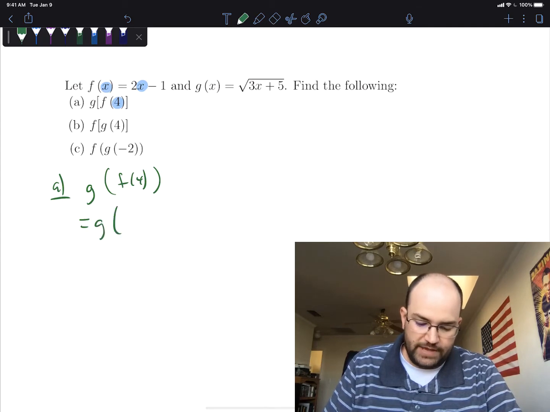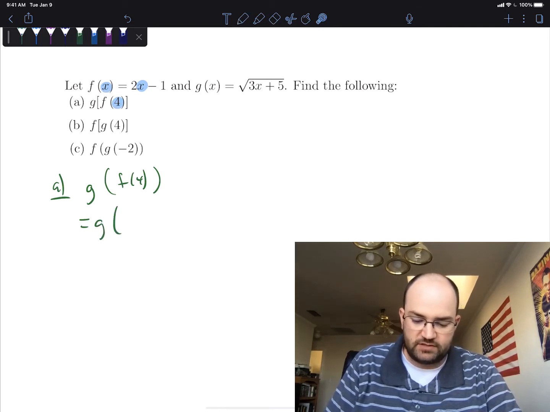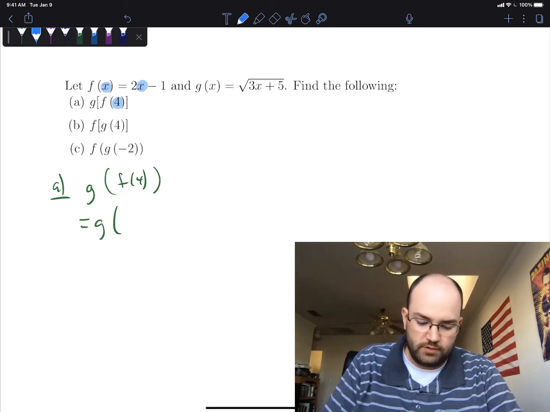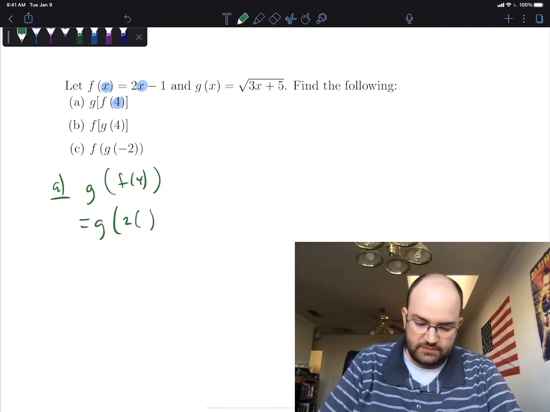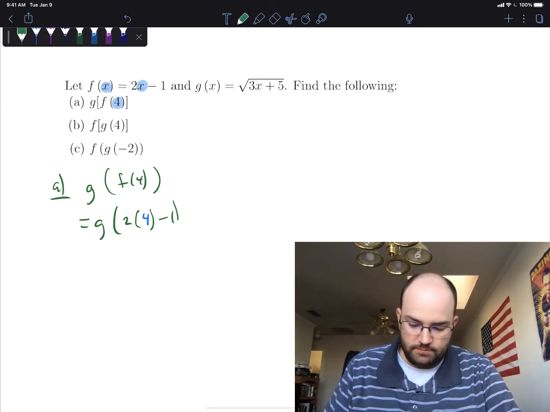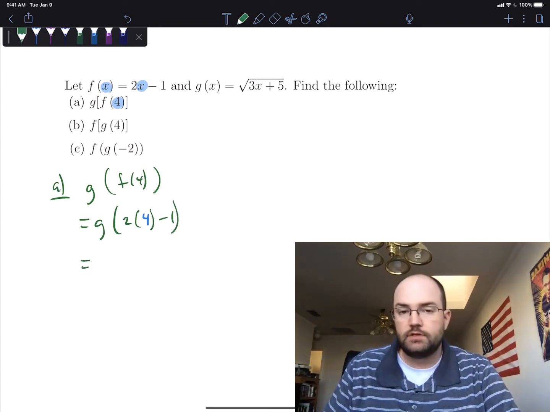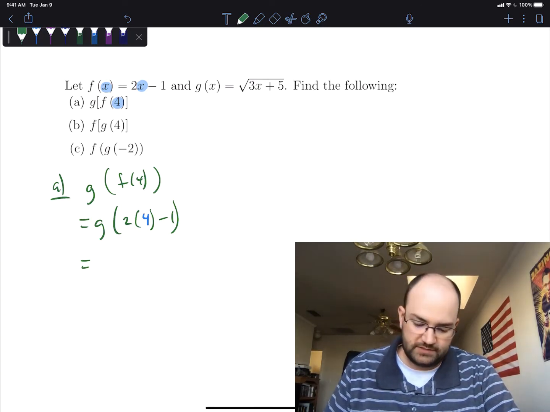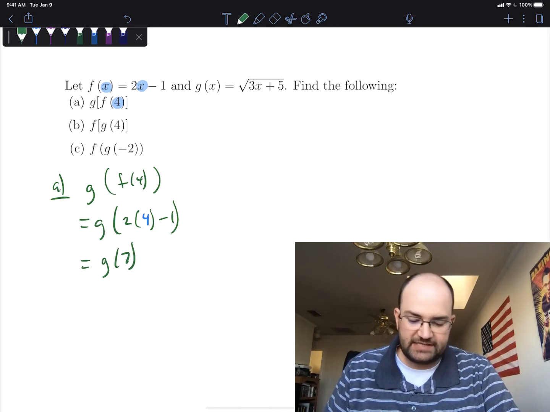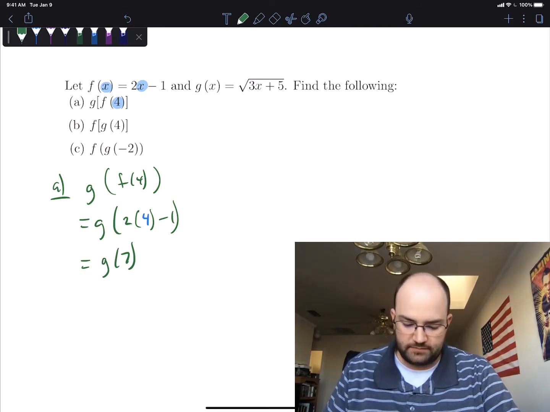So we're going to go back to the f function, and all the x's are going to be replaced with 4, making that 2 times 4 minus 1. And then just simplify. 2 times 4 is 8, 8 minus 1 is 7. So really what this is asking us for is, what is g of 7?